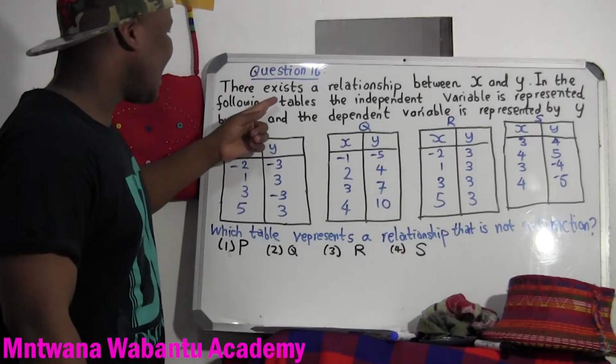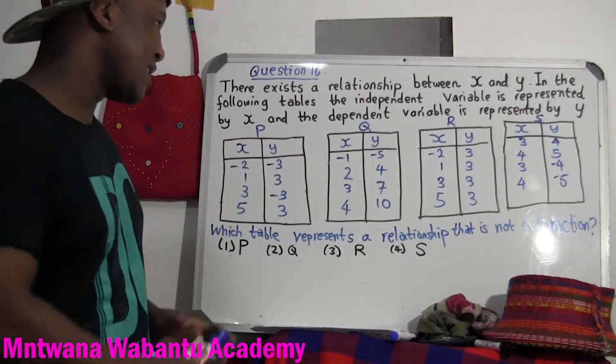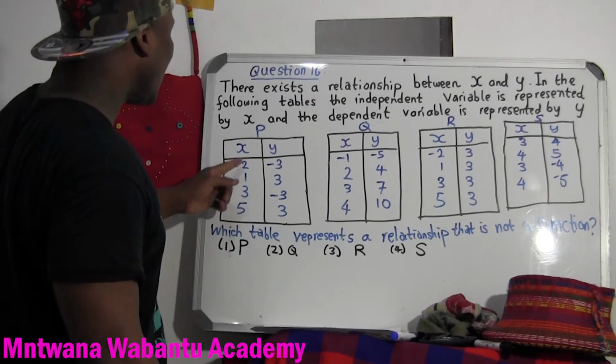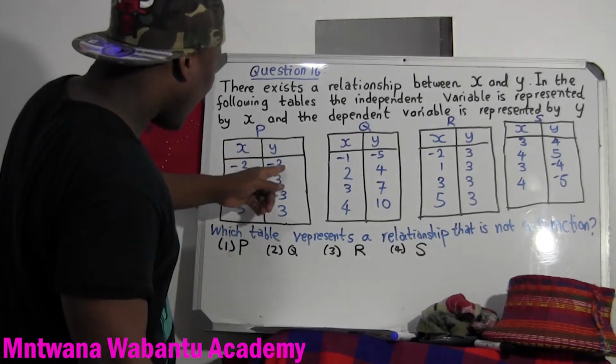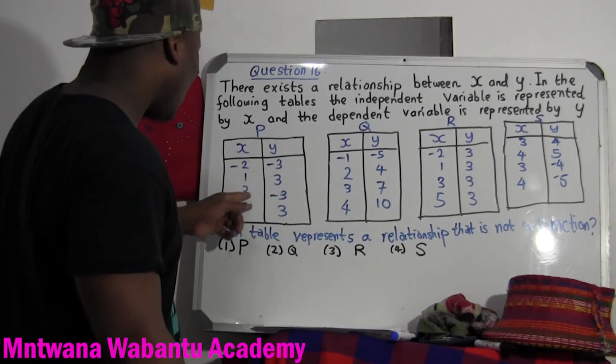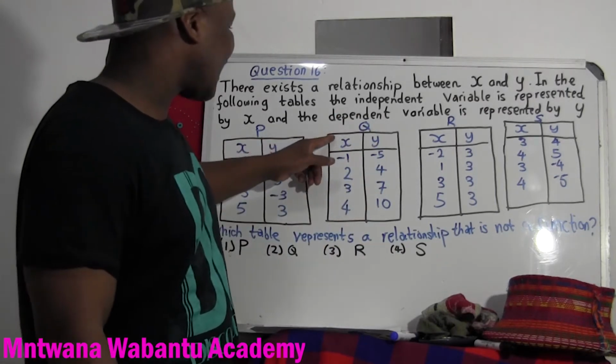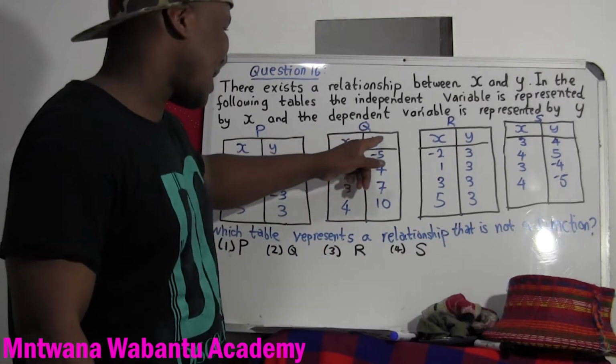So we have a question here. They say there exists a relationship between X and Y. So the relationship between X and Y means if there's a two, it's going to produce three. If it's one, it's going to produce three. So this is a relationship. If you have an X as an input, I'm going to get an output of Y.